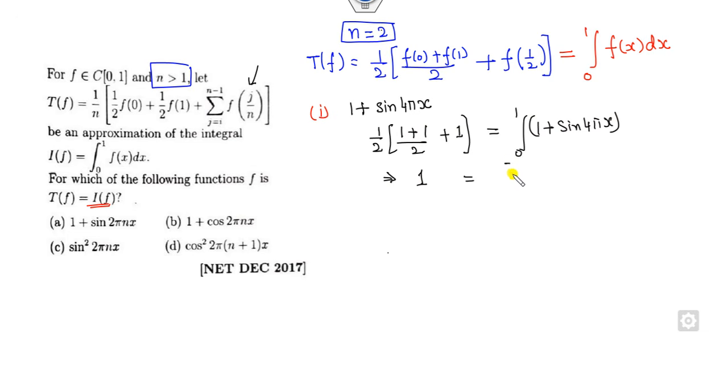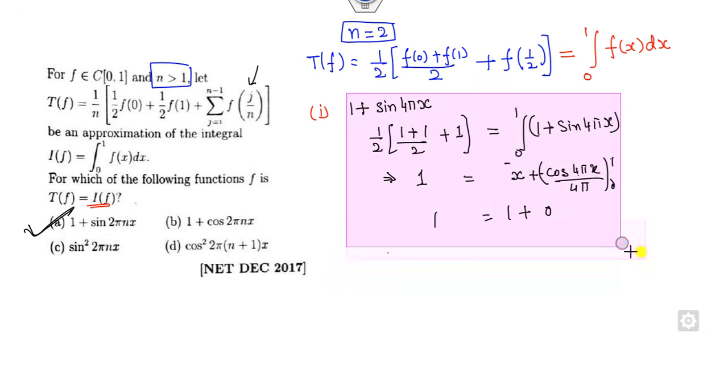Right hand side is x plus minus cos 4 pi x over 4 pi. So over this, when cos is 0, 1 plus 0 minus 0. So 1 is 1, satisfied. First is the right answer.